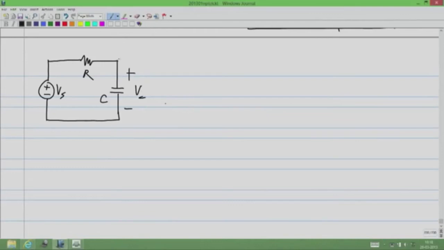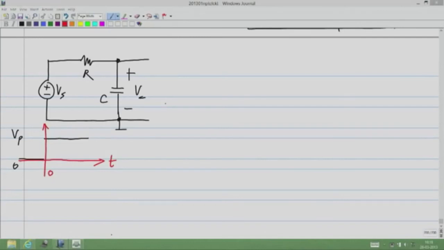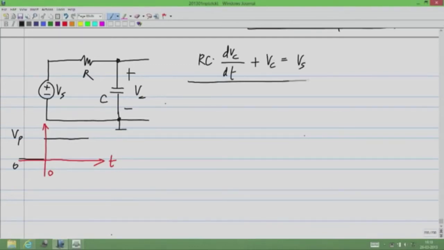Okay, this is the circuit, and for arbitrary inputs it's not very easy to solve for these things, so we will take specific kinds of input. So initially, in particular, I will take an input that goes from 0 to Vp at a particular time instant. Okay, so this is t, and let's say this is t equals 0. And we also know that the differential equation governing this is RC dVc by dt plus Vc equals Vs.